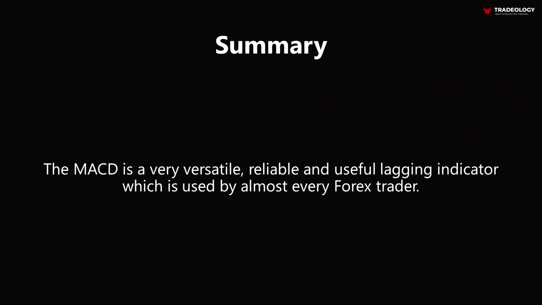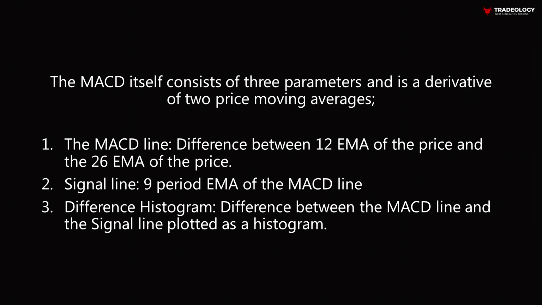So, in summary, the MACD is a very versatile, reliable, and useful lagging indicator which is used by almost every forex trader. The MACD itself consists of 3 parameters and is a derivative of 2 price moving averages. We have the MACD line, which is the difference between the 12 EMA of the price and the 26 EMA of the price; the signal line, a 9-period EMA of the MACD line; and the difference histogram, the difference between the MACD line and the signal line plotted as a histogram.